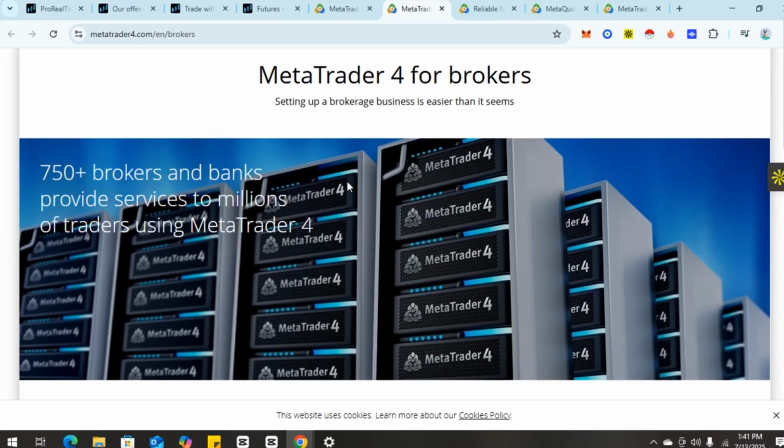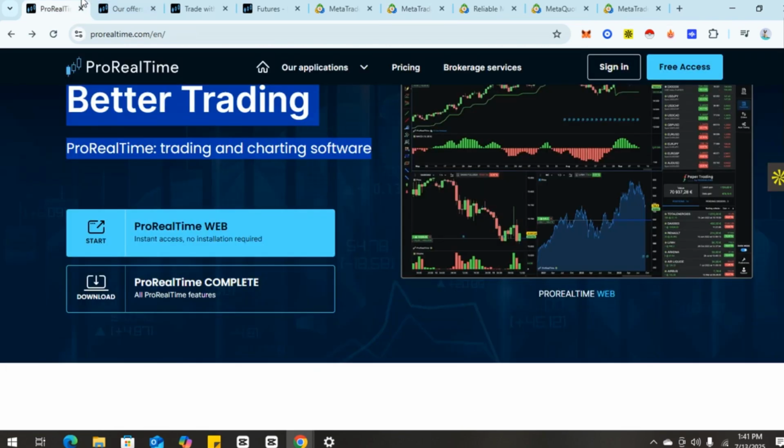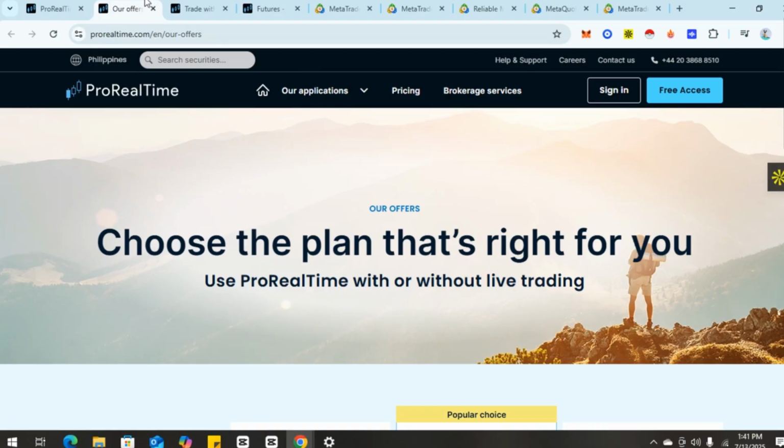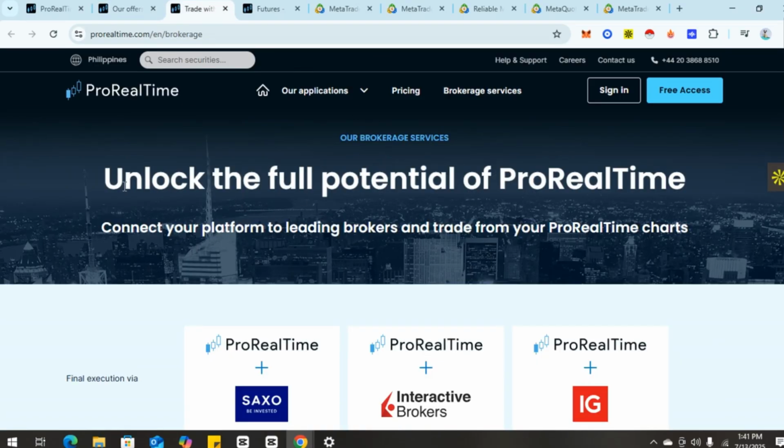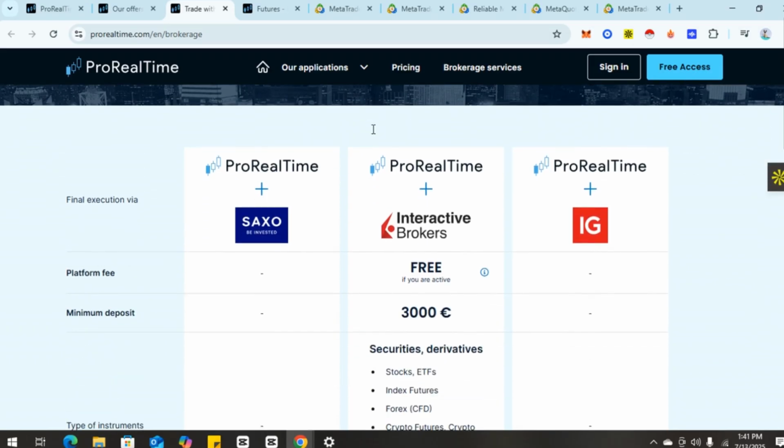ProRealTime, while available for free in delayed mode, really shines when unlocked via live data subscription or through broker partnerships like IG or Interactive Brokers, offering real-time data feeds, backtesting, and automated trading integration. The charting quality is a massive differentiator.